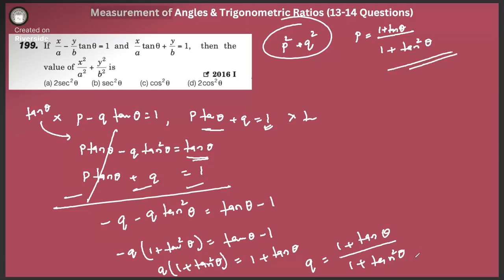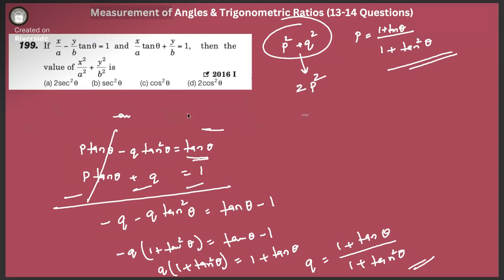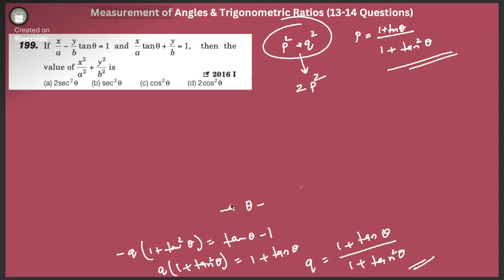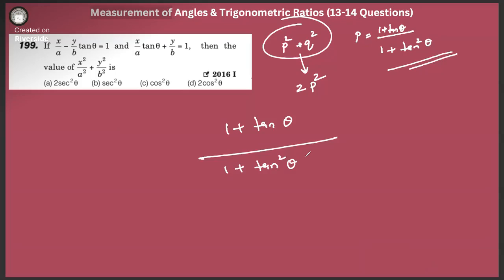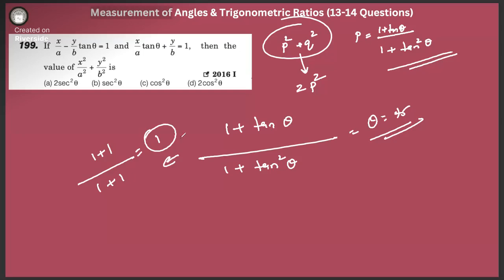Do we have the same value, 1 plus tan theta and 1 plus tan square theta, for P and Q? So can we simply write it as 2P square? Now when I make a calculation error, you guys don't tell me that I've made one. We don't need the value of Q because P and Q both are the same. So 1 plus tan square theta. Now let's say we take theta is equal to 45. This will become 1 plus 1 and 1 plus 1, which is 2 by 2, which means 1, right? And at 45 only D will be satisfactory.